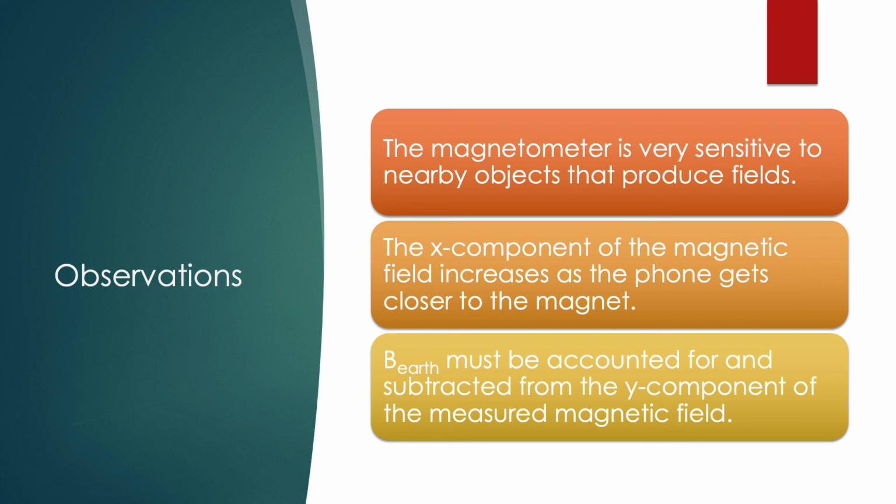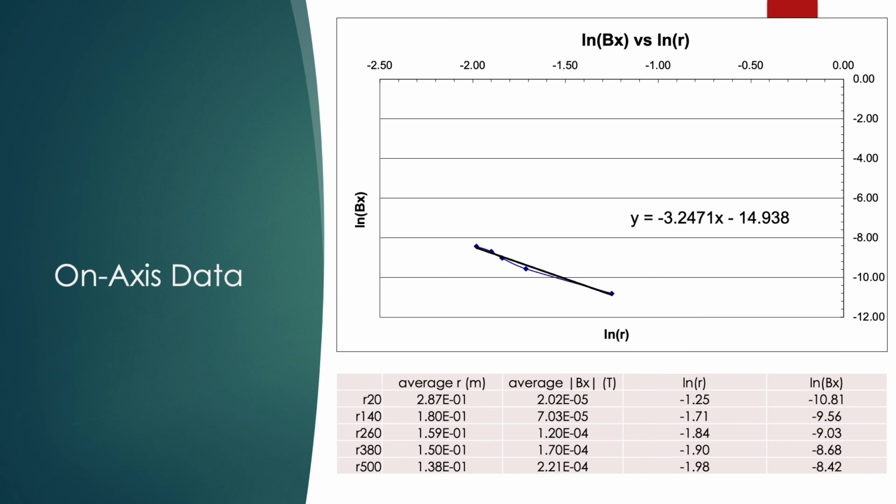While carrying out the experiment, I noticed the magnetometer is very sensitive to nearby objects like electronics that produce fields. I also observed the x component of the magnetometer increases as the phone neared the magnet. Finally, I realized that the field of the Earth must be accounted for and subtracted from the y component of the magnetic field for an accurate measurement.